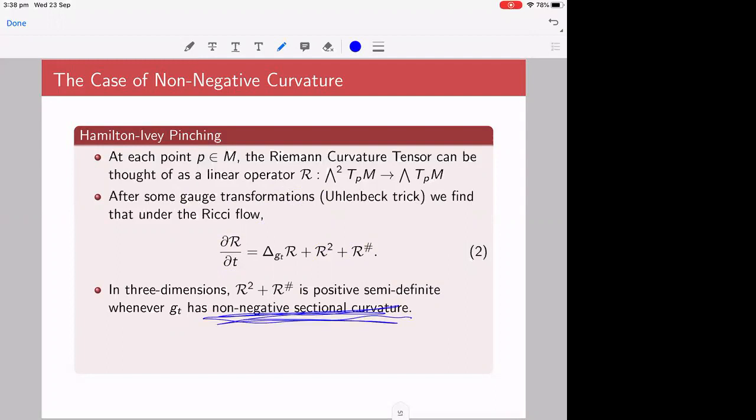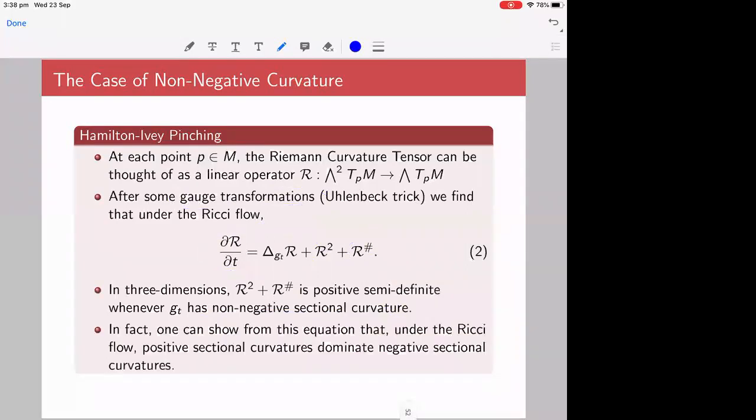Okay, so why is this helpful for us? Well, not only is positive sectional curvature preserved under the Ricci flow, but it turns out that positive sectional curvatures tend to dominate the negative sectional curvatures.